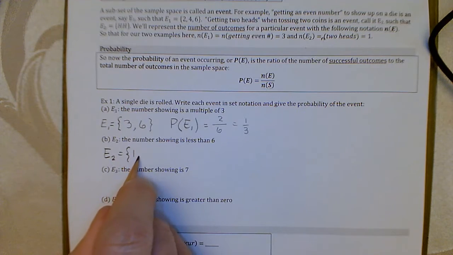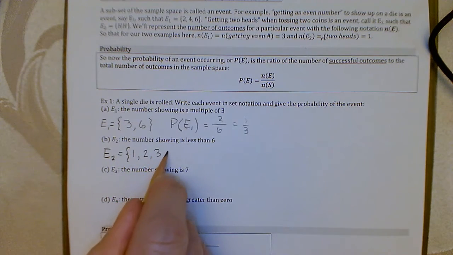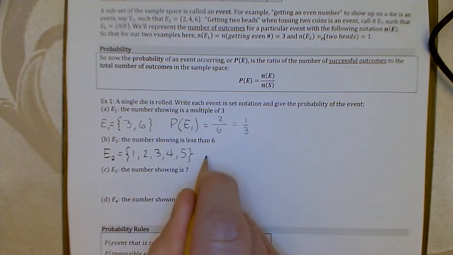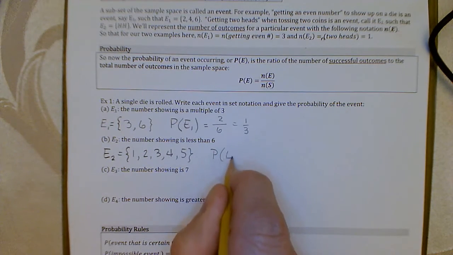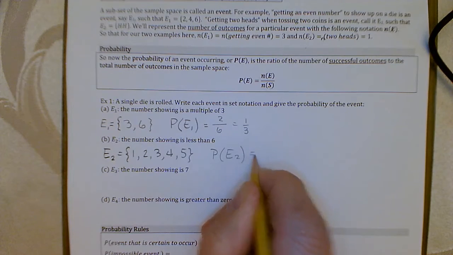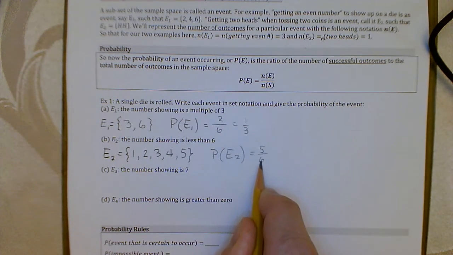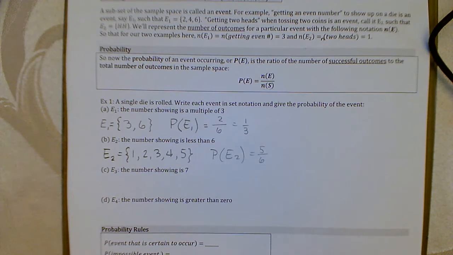All right, so this is going to be 1, 2, 3, 4, 5. The probability of event 2 happening is clearly the number of outcomes, 5, over the total number possible in the sample space, 6.